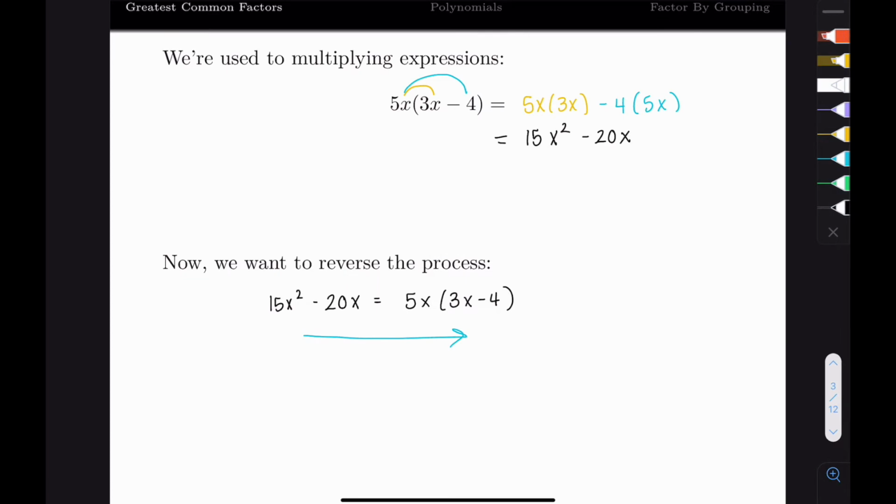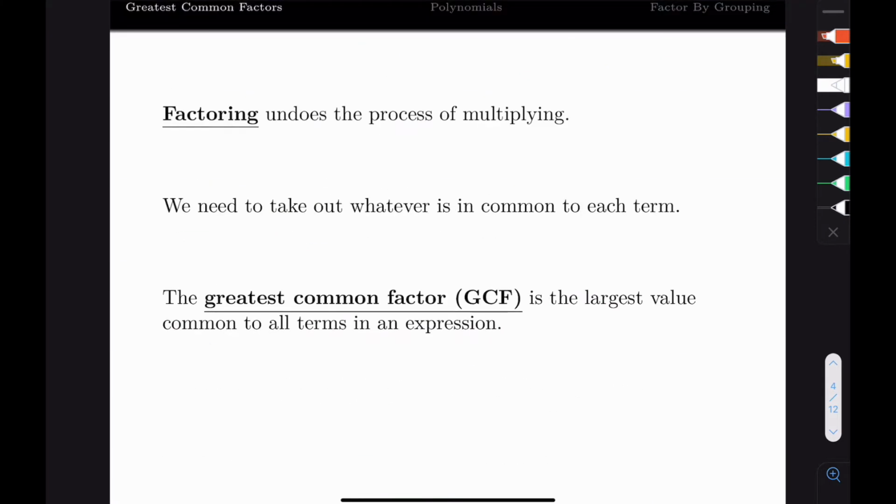So going back up here, when I start with 15x squared and 20x, if I look at each of these terms, they both have an x, so they're both divisible by x, and they both are numbers that are divisible by 5. So we're able to take the 5 and the x out of each piece to land into this multiplied expression form. The greatest common factor is really the largest value that's common to all of the pieces. And so that's what we want to focus on taking out. So we might be able to figure out a number that each are divisible by, but we want the greatest thing that we can take out of every single term.